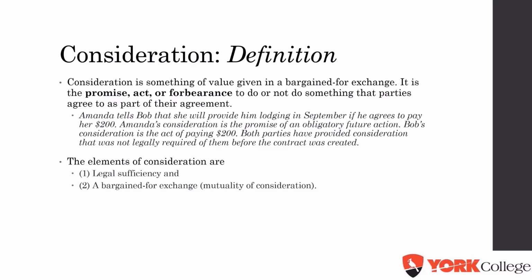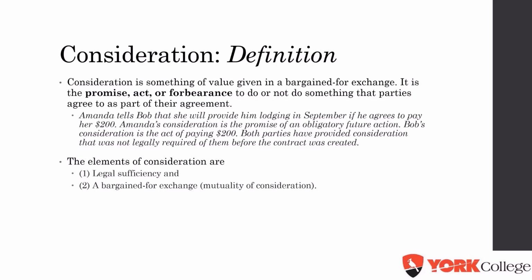So what is consideration? Consideration is when something of value is given in a bargain for exchange between both parties. So what is something of value? Something of value is a promise, act, or a forbearance to do or not do something that the parties agree to as part of their agreement. So let's see this example.